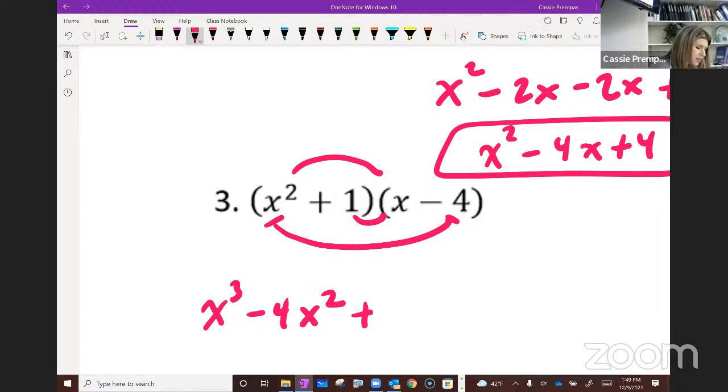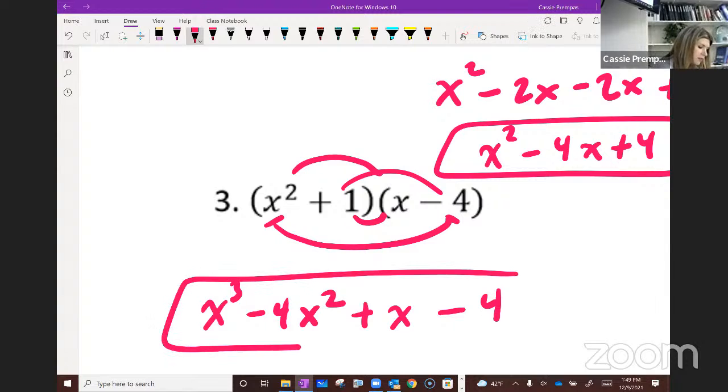Inside would give us positive 1x. And last would give us negative 4. Are there any like terms there? No, so that would be it. Is that the order? That's the order it would stay in because that's standard form, highest degree to lowest.